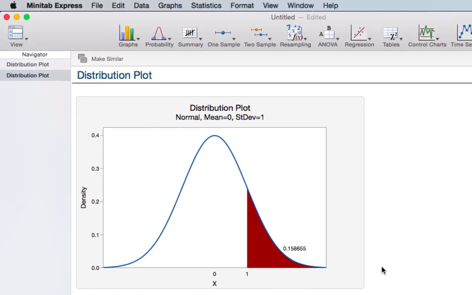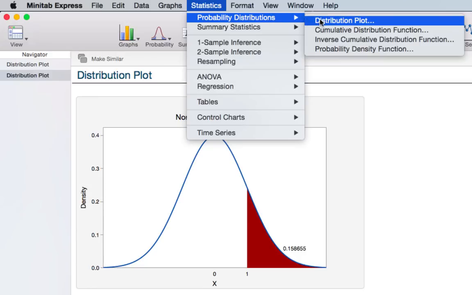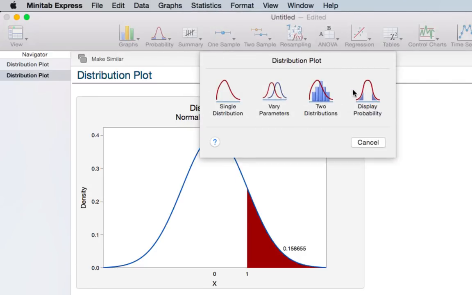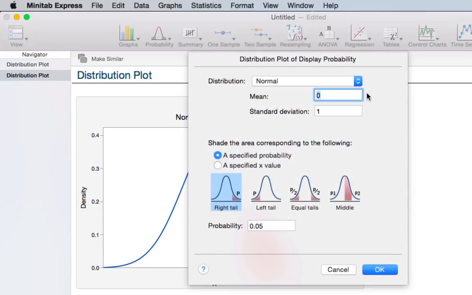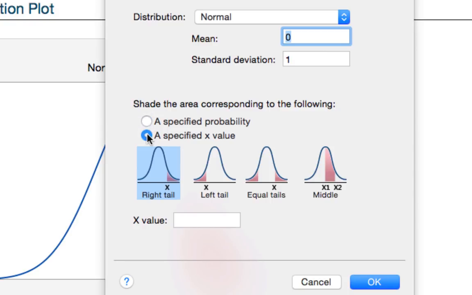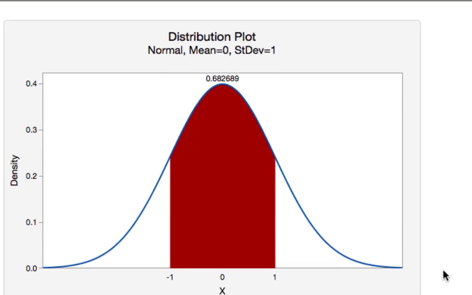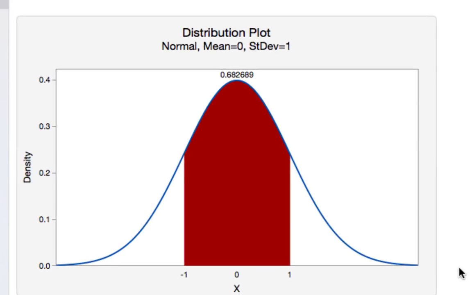Next, let's find the area that's between -1 and +1. Again, I'll go to Statistics to construct a distribution plot. To display probability, I have specified x values. I want to find the area in the middle, between -1 and positive 1. The area on a standard normal distribution between -1 and positive 1 is 0.682689.